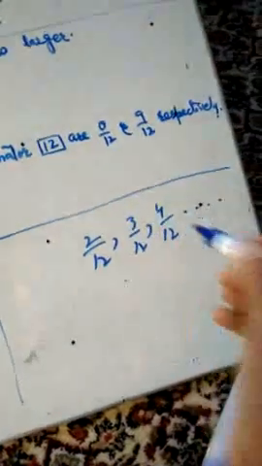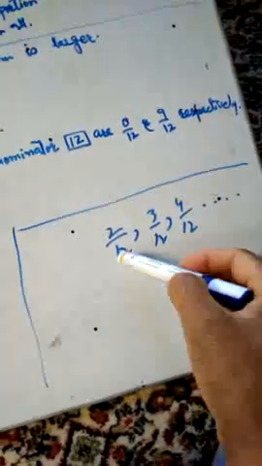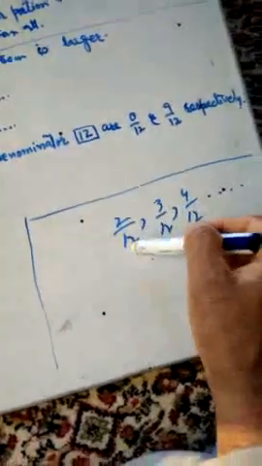The fraction having the greater numerator will be the greater fraction, and the fraction having the smaller numerator will be the smaller fraction. So in this case, 4 by 12 is the greater fraction and 2 by 12 is the smaller fraction. But what about unlike fractions? Today we are going to learn how we can compare the unlike fractions.